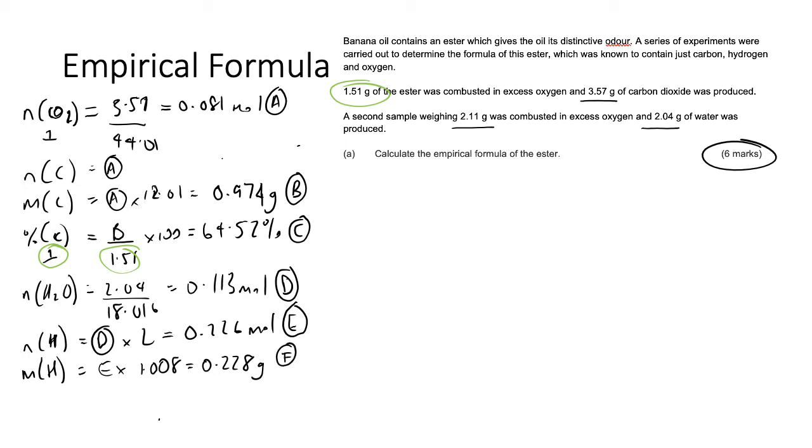Okay, and then I need to work out the percentage of hydrogen, which will be equal to F over 2.11. Where did that 2.11 come from? It comes from the second sample weighing 2, so that's sample number 2. Okay, times that by 100, and I get 10.82%, which I'm going to save as G.